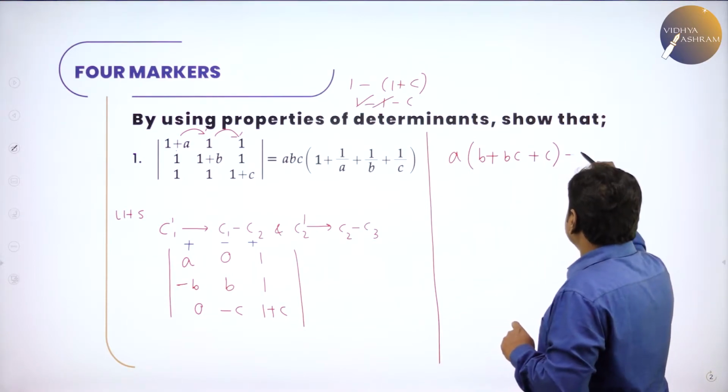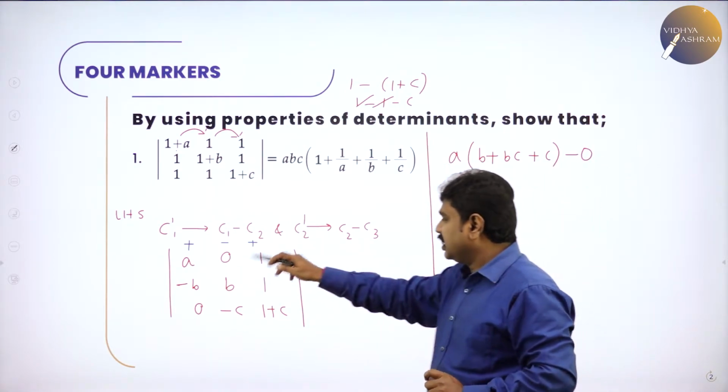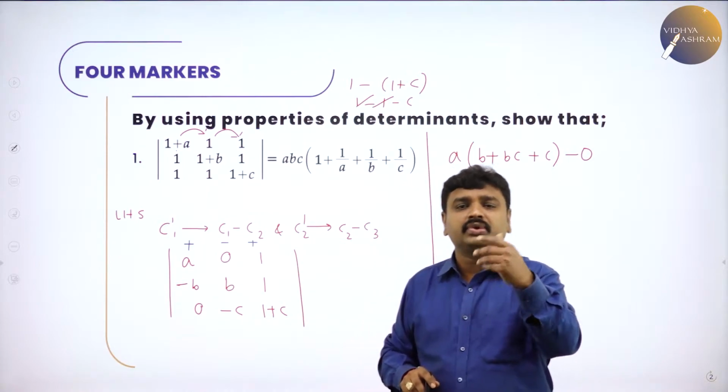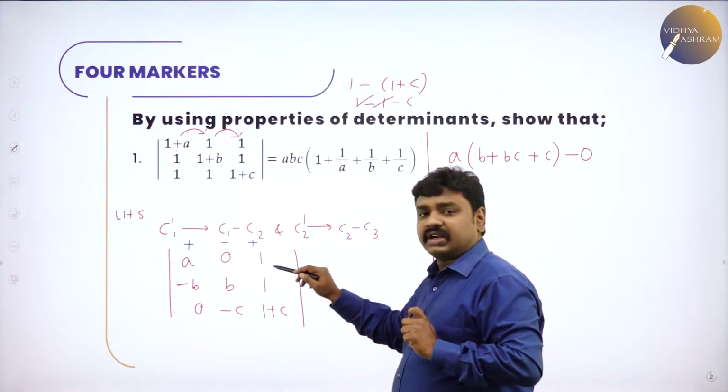Then minus second element. What is the second element? 0. Now don't delete anything, and because you know 0 into anything becomes 0. So 0, directly go to the third one.